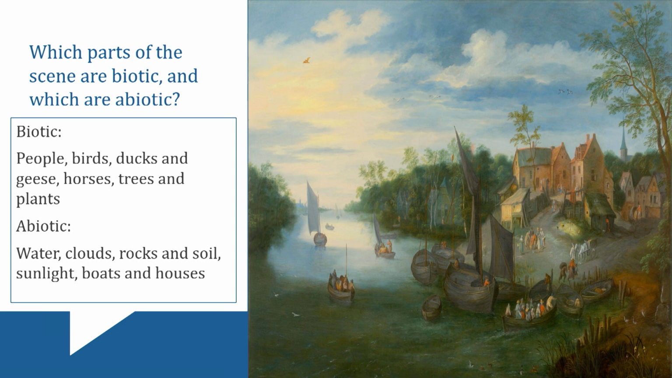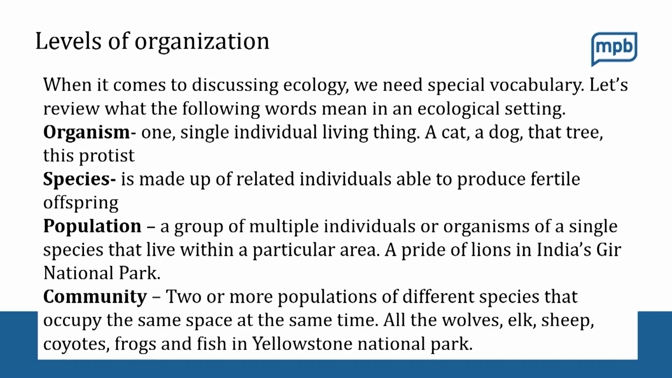So you're going to hear us use those words a lot throughout this unit. Again, biotic means it's alive, and abiotic means it is not alive. Great. So I wanted to introduce some other vocabulary. We're going to use these words a lot throughout this unit, and it's going to be easier to understand what we're talking about if we go ahead and talk about these vocabulary words. So when it comes to discussing ecology, we need special vocabulary.